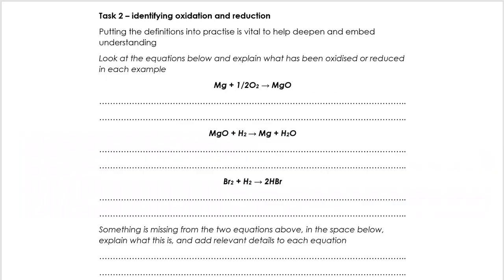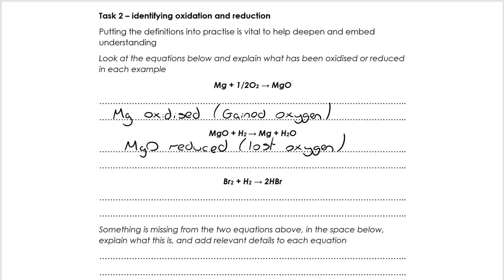If we take that forward and apply, let's see how you get on with these questions. Okay, so magnesium here has been oxidized because it has gained oxygen. In the second example, the magnesium oxide has been reduced because it's lost oxygen. But actually something else has happened as well. The hydrogen has been oxidized because it's gained hydrogen within the reaction.